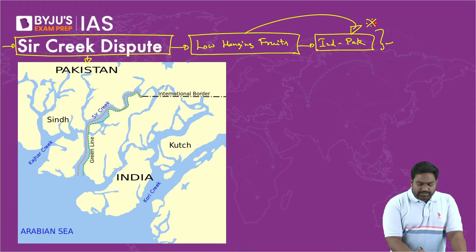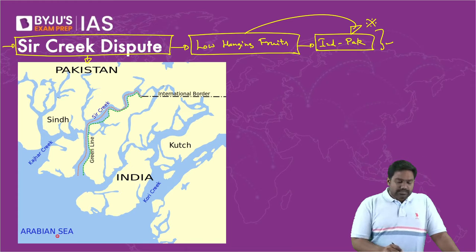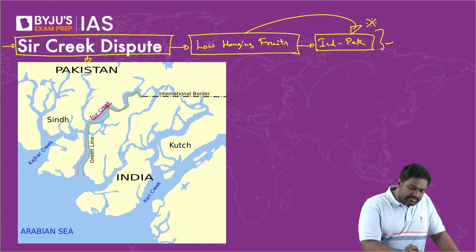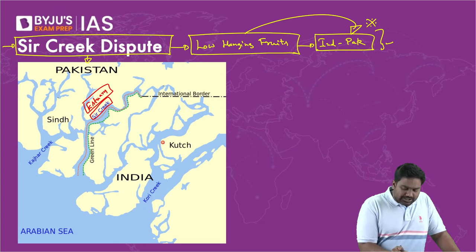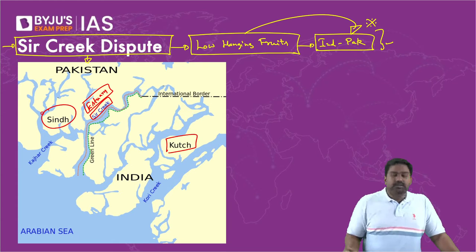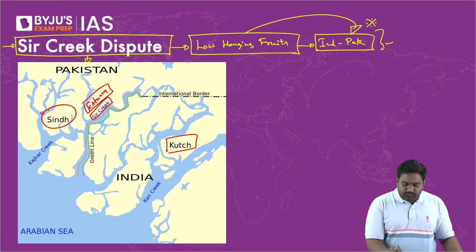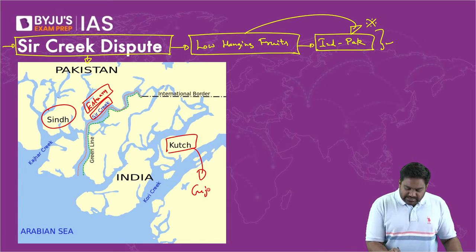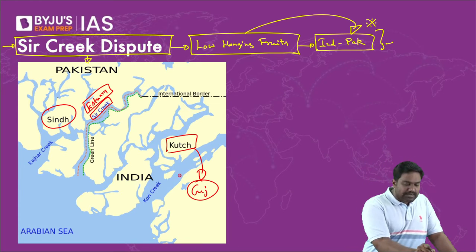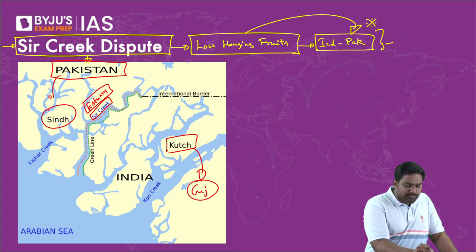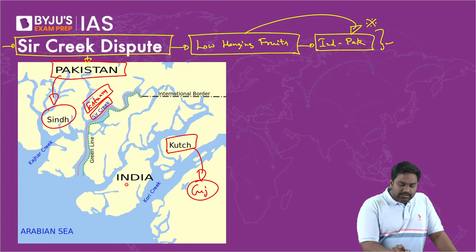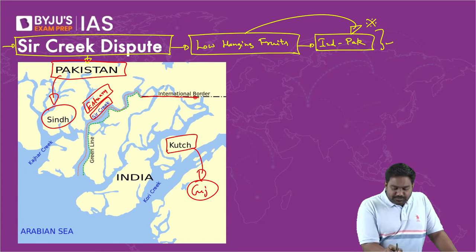So let's see what is the Sir Creek dispute. Sir Creek is an estuary located here. It's in the Kutch region, the Kutch and the Sindh region. It's between the Kutch region of Gujarat. This is the Indian side, right? And this is the Pakistani side. This is the Sindh province. This is the state of Gujarat. And this is where the international border is present, the IB.